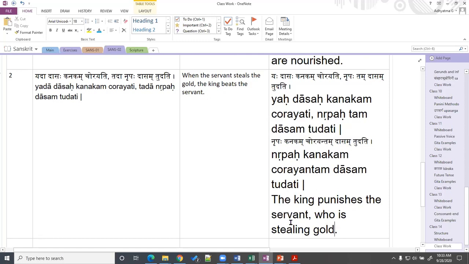So in English you may have to say that, but in Sanskrit this kind of construction is perfectly valid and preferable in many ways instead of this construction. So let me see if there are any questions.